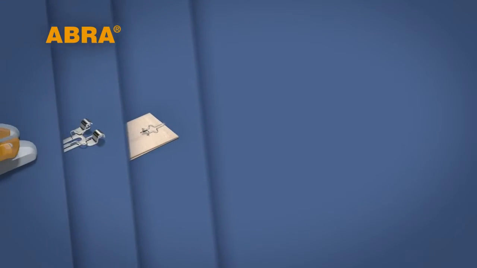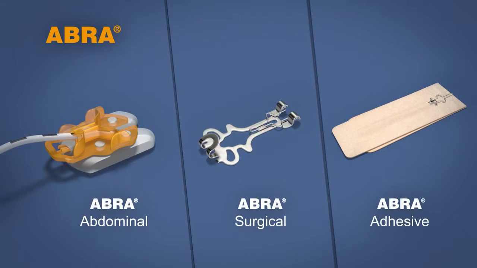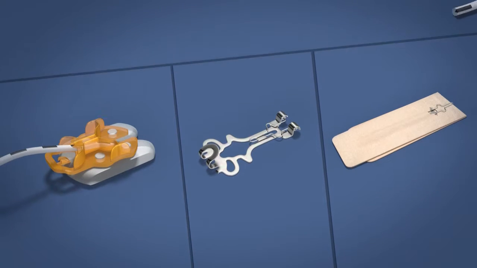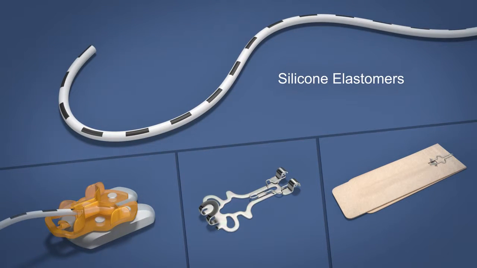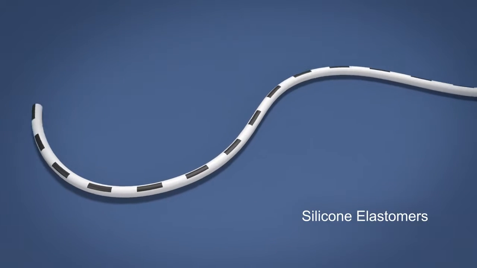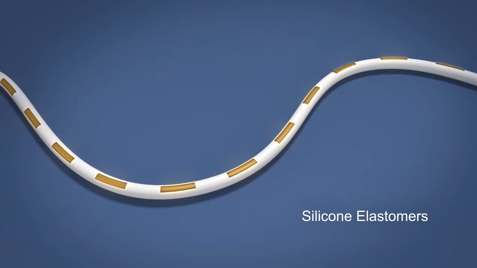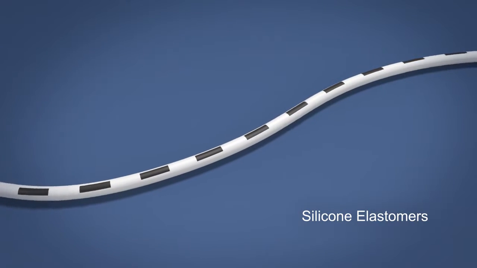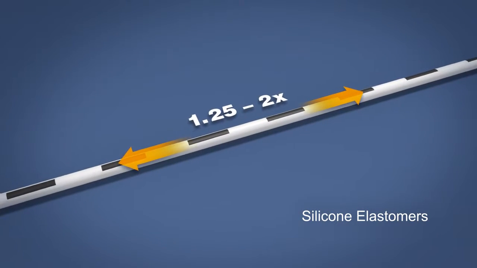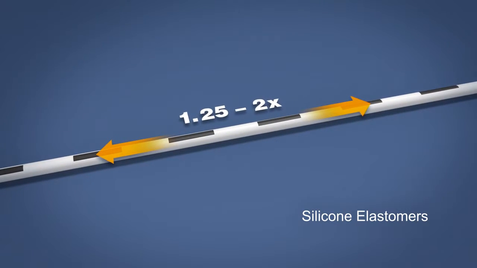For larger or higher tension wounds, the ABRA line of products is indicated. All ABRA systems use Southmedic silicone elastomer cords to provide the appropriate amount of therapeutic force. Southmedic's elastomers have calibrated black markings along their surface. These are used to gauge and administer the correct amount of therapeutic force by stretching the elastomer to a maximum of 2 times its original untensioned length.